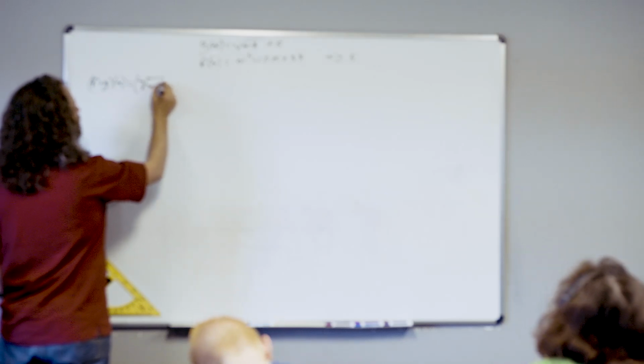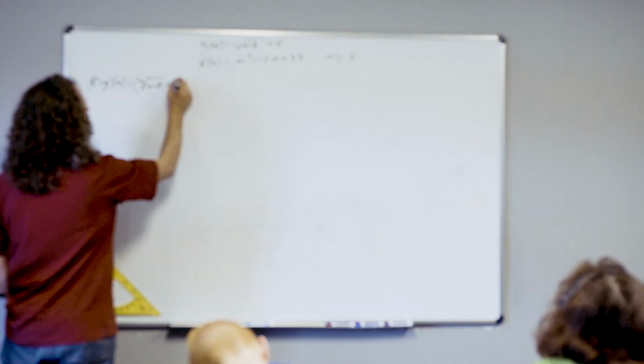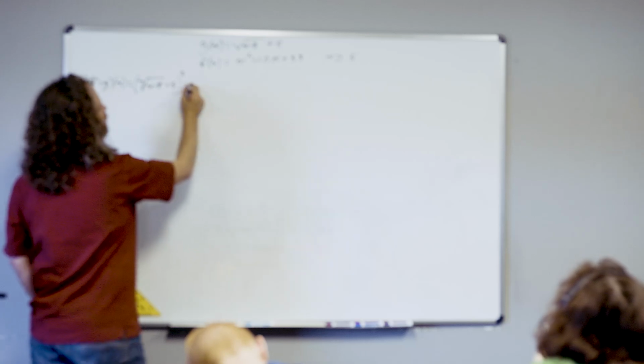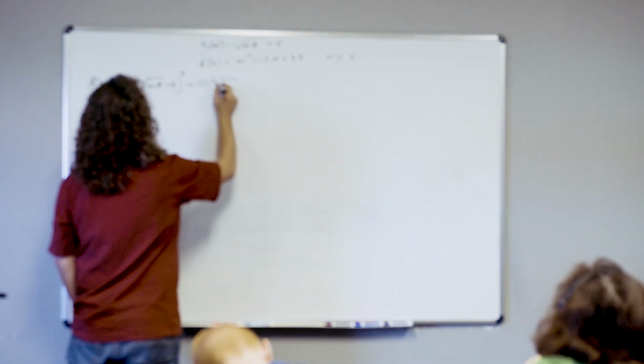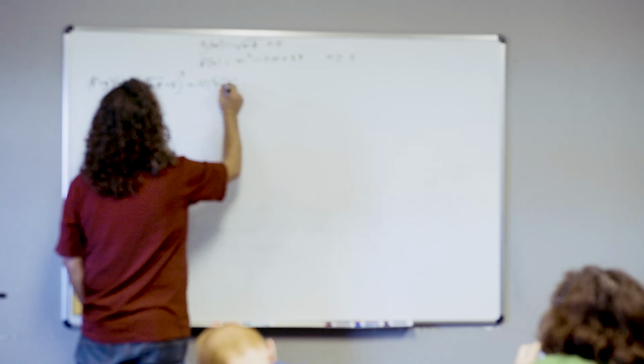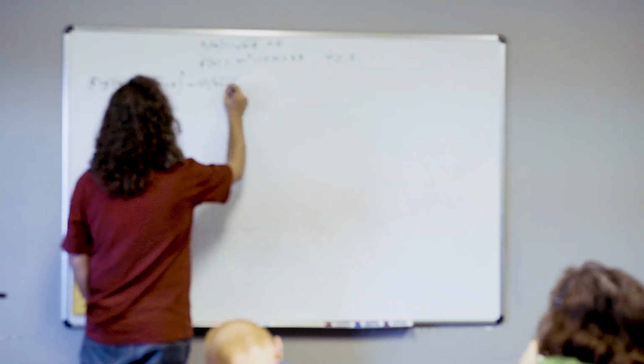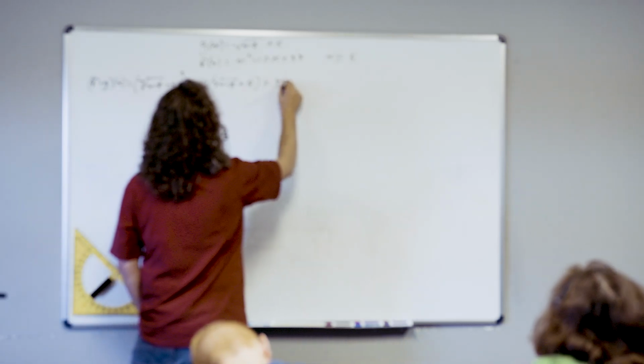Square root of x minus 8 plus 5, squared, minus 10 times square root of x minus 8, plus 5, plus 33. And then we've got to simplify it.